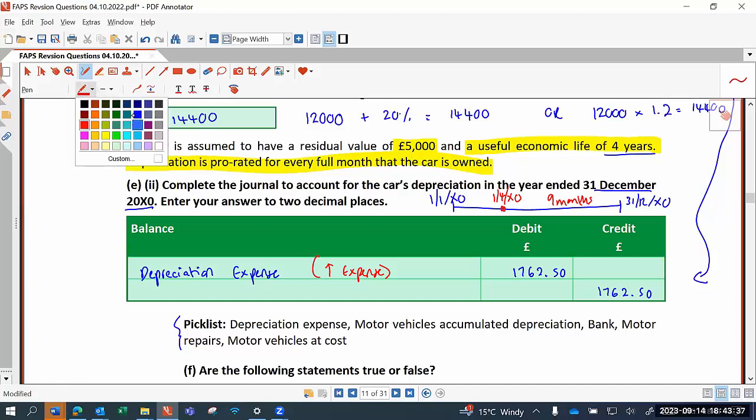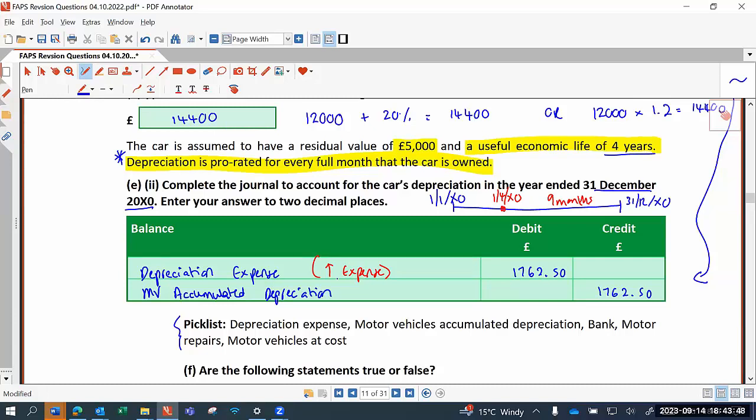Exactly right. So the motor vehicle accumulated depreciation, that's just a measure of depreciation on this vehicle so far. And that accumulated depreciation really is reducing the value of our asset, because the car's now worth less because we've used it for a whole year, so we have to depreciate it. So increase the expense, decrease the asset. There we go. That's our journal done there. Well done.